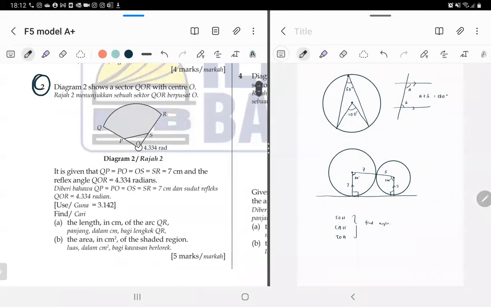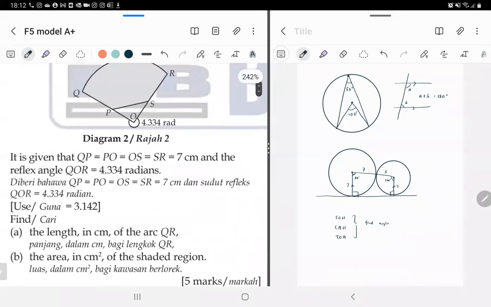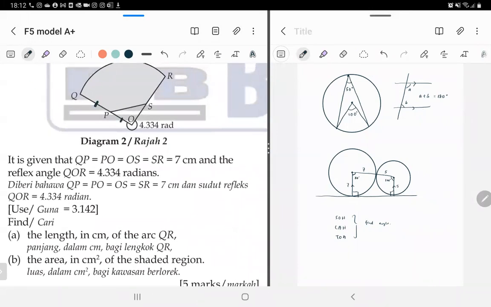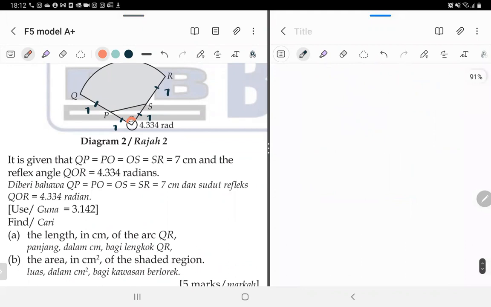Number 2 here says that this is a sector QOR, the big sector with a center of O. Given that QP equals PO, these two are the same, and OS and SR are the same, which is 7, 7, 7, 7. And the reflex angle QOR is 4.334, over the other side. So you can find the angle here, right? How do you get the angle inside there?